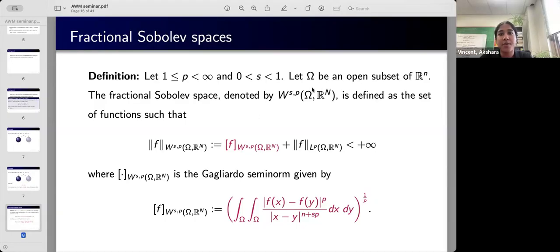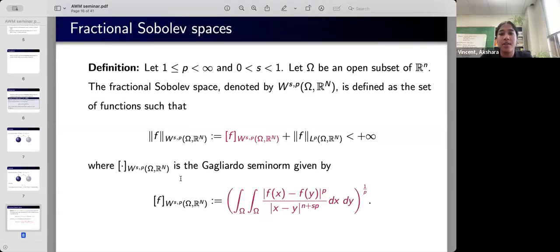We take Omega as an open subset of R^n, then the class of functions W^{s,p}(Omega, R^n), which we call the fractional Sobolev space, is defined as the set of functions with the norm here. This is the fractional Sobolev norm given by the semi-norm, which is in red, plus the L^p norm of the function. If this is finite, we say the function belongs to W^{s,p}. The semi-norm here is also called the Gagliardo semi-norm. In the previous case where we had W^{1,p}, we had the L^p norm of the gradient here. Now in the fractional Sobolev space, we have this double integral. So you can think of it almost like a fractional derivative.